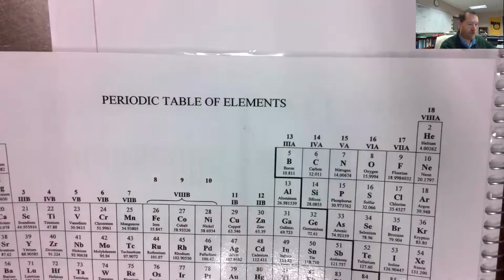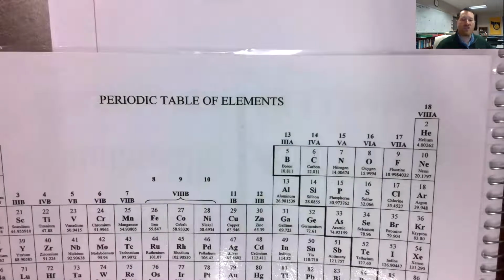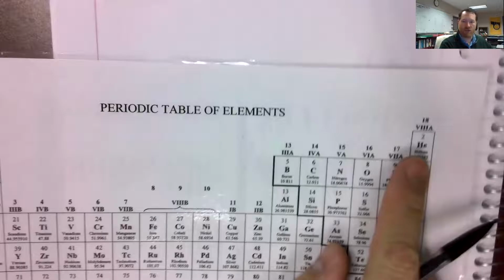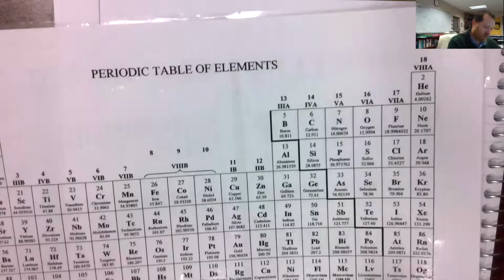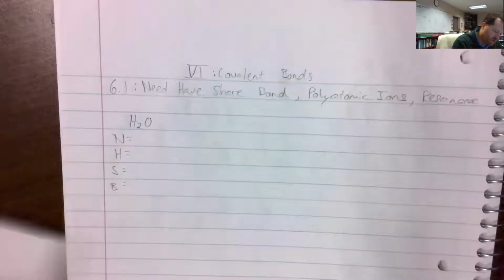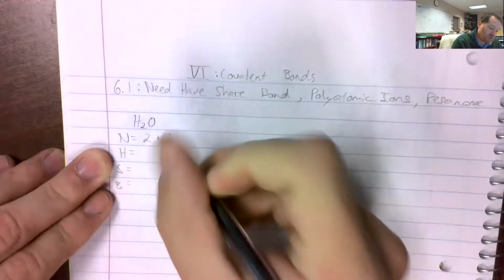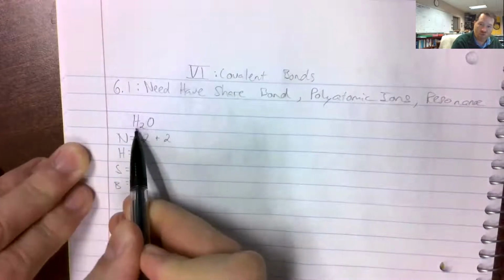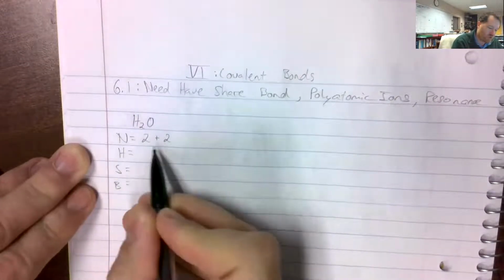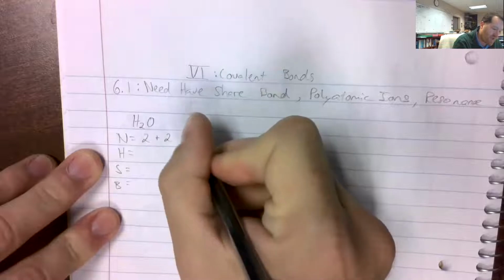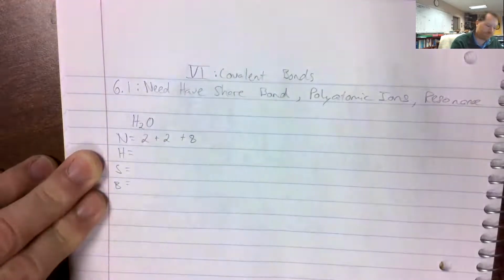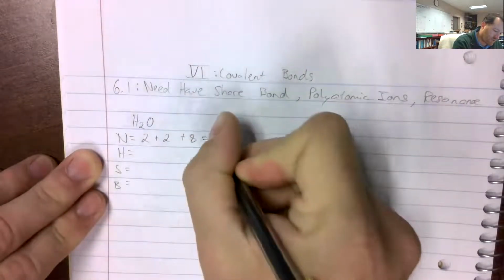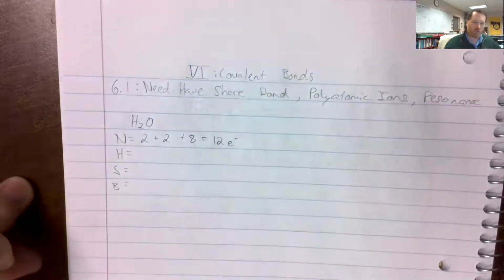You have to watch out for hydrogen. We won't have to worry too much about helium because he doesn't bond. Everyone else is looking to get 8. Hydrogen needs 2. Now there's 2 hydrogens. That little subscript 2 there lets us know there's 2 hydrogens. So 2 for hydrogen, 2 for hydrogen, and then 8 for oxygen. So we add those up and we get a total of 12 electrons are going to be needed.